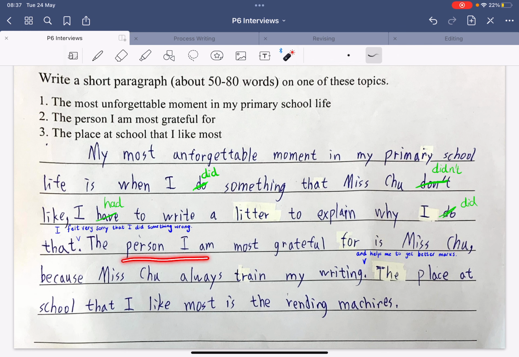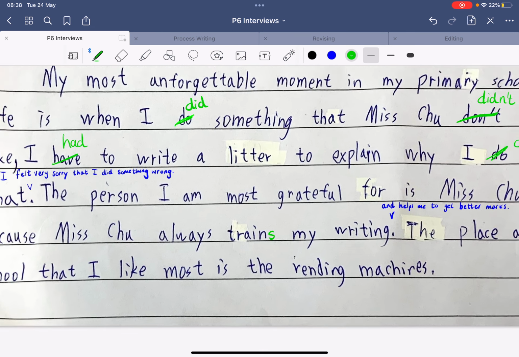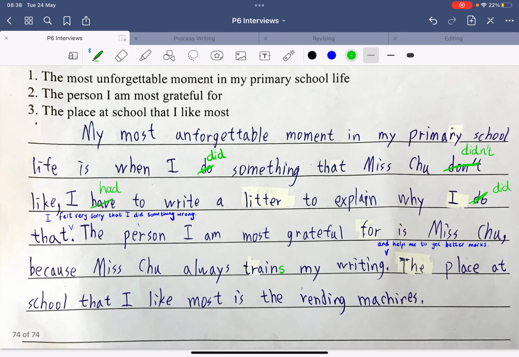Okay, now we are back in present tense. That's okay. The person I'm most grateful for is Miss Chu, because Miss Chu always train my writing. Miss Chu is a she. She train. She trains. Okay? He, she, it trains my writing. The place at school that I like most is the vending machines. Okay. I'm happy with the grammar now.